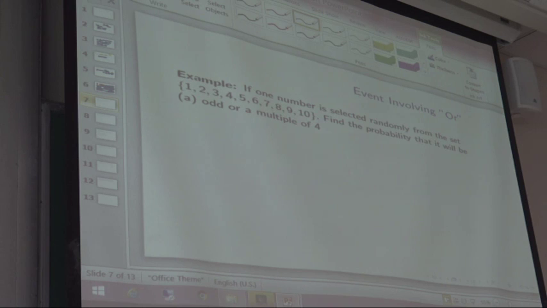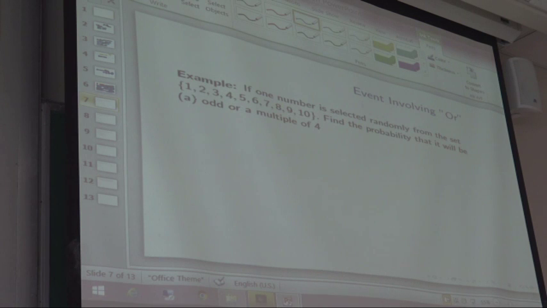If one number is selected randomly from the set 1, 2, 3, 4, 5, 6, 7, 8, 9, 10, we want to find the probability that it will be, part A, an odd number or a multiple of 4. So this is OR. There is an easy way, so let's start from the easy way. You know the OR, right? A or B, either A or B. So either an odd number or a multiple of 4.